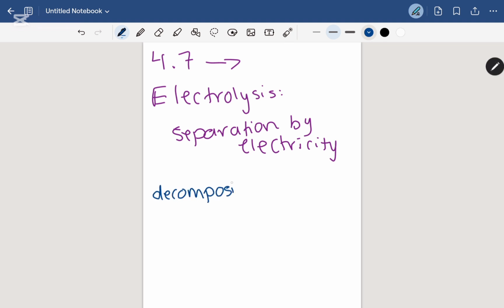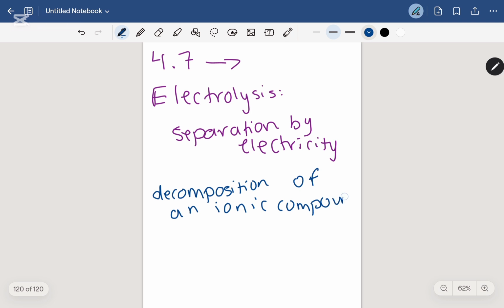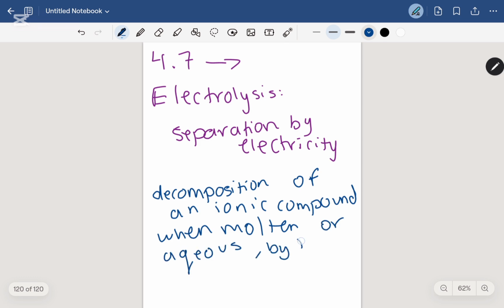decomposition of an ionic compound when molten or aqueous by the passage of an electric current.